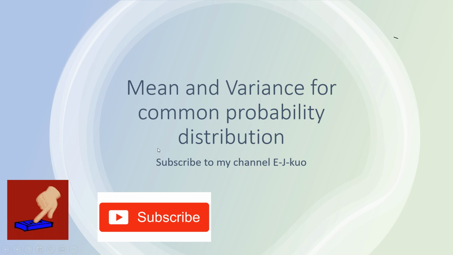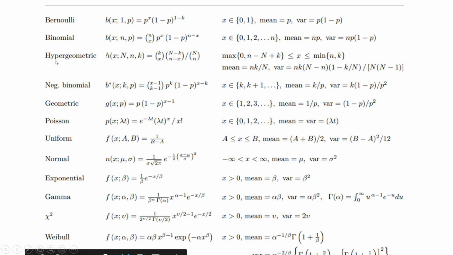Okay, so the idea is that I want to show the mean and variance for common probability distributions. There are, I think, 11 of them: Bernoulli, binomial, hypergeometric, negative binomial, geometric, Poisson, uniform, normal, exponential, gamma, chi-square, and Weibull. Up to Poisson, the first six of them are discrete distributions, and the rest are continuous.